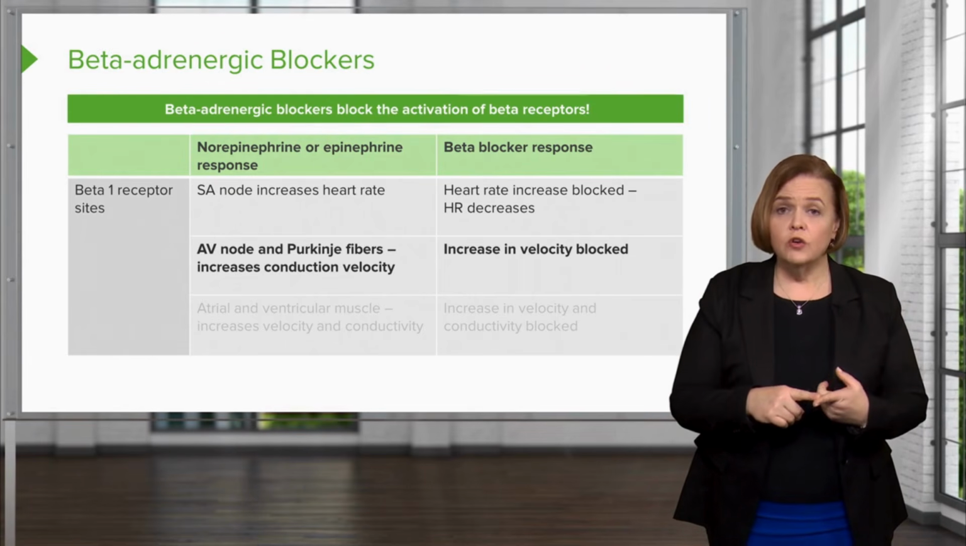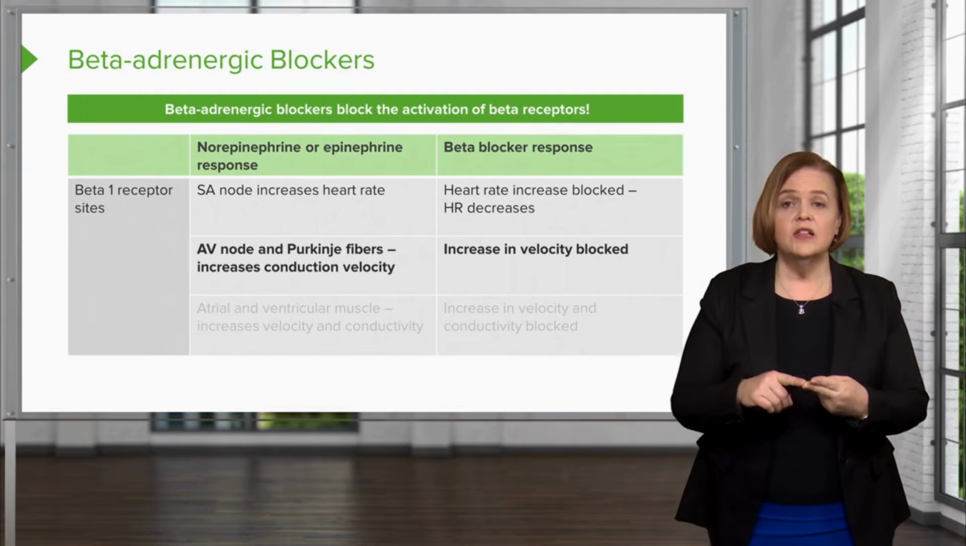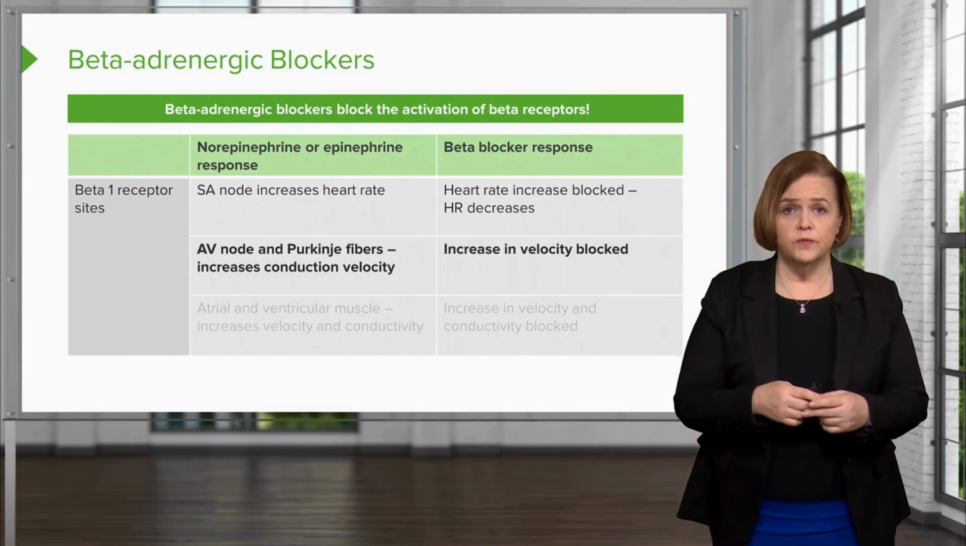So we know their heart rate will be slower, right? Because the SA node increase is blocked. The velocity will not be as intense, so that's another reason why it won't move through.